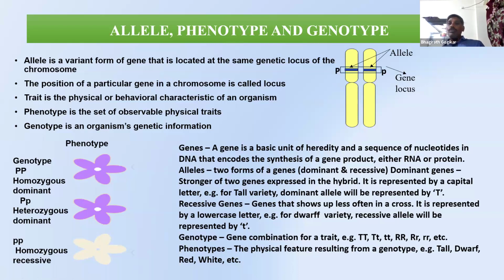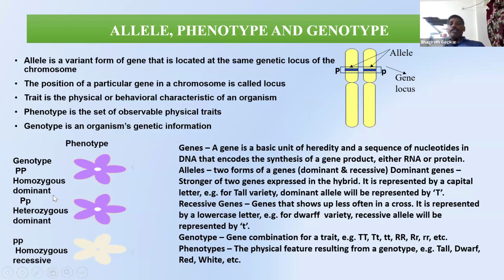The second homologous chromosome contains small p. It is heterozygous dominant. Heterozygous means the two allelic genes are not similar, they are dissimilar. That is called heterozygous. When the two allelic genes are of a similar form, that is called homozygous.